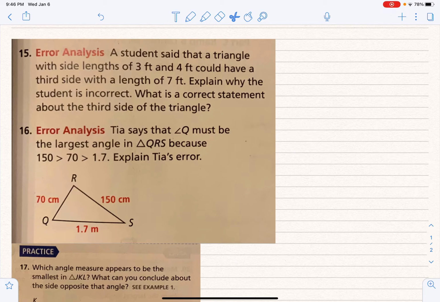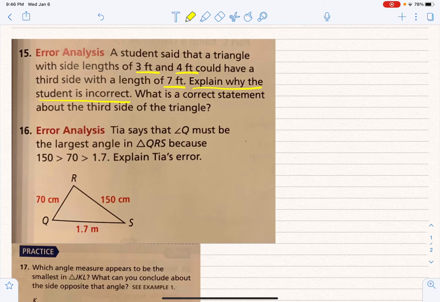Okay, so on number 15, it's got two questions. One question says, explain why the student is incorrect. Well, what is the student incorrect about? A student says that you can have a triangle that's got one side that's 3 feet long, one side that's 4 feet long, and the other side could be 7 feet long. Well, they're incorrect because any two sides have to add up to be greater than the third side. They can't be equal to the third side. So since 3 plus 4 is 7, the third side could not be 7.